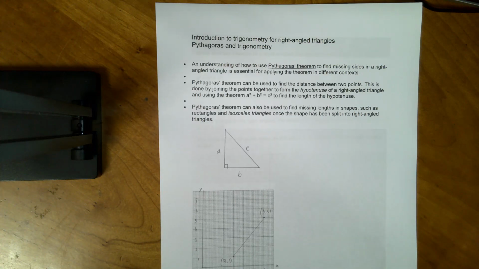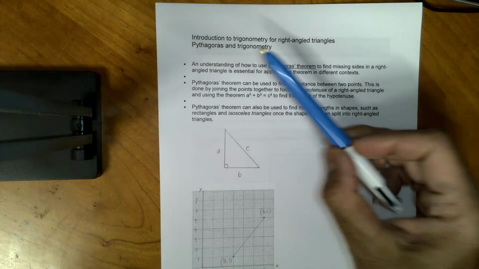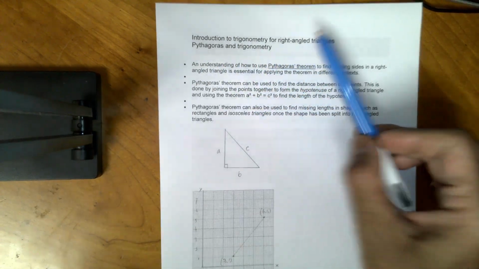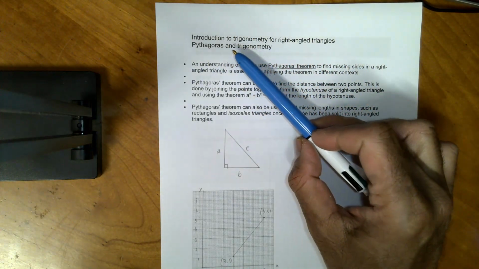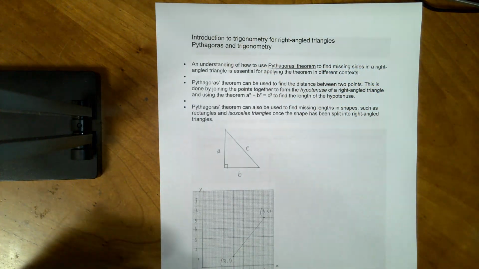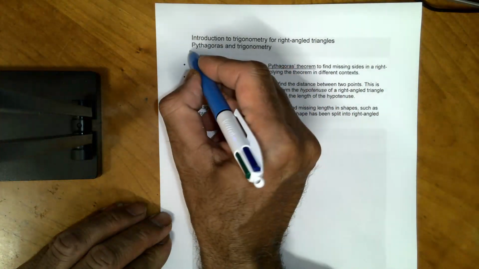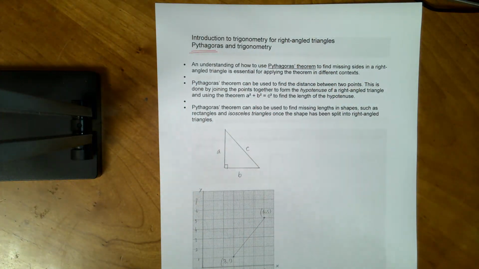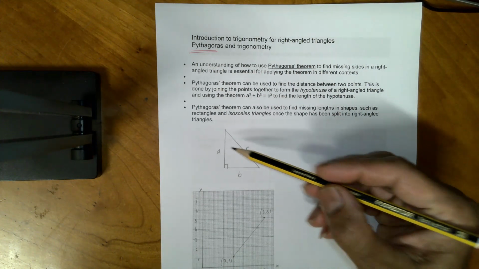In this video, I will explain the Pythagoras in trigonometry. So this will be the introduction to trigonometry for right angle triangles. Pythagoras. So mainly we talk about the Pythagoras theorem. So what is actually Pythagoras theorem? The understanding of how we use Pythagoras theorem is to find the missing sides in a right angle triangle.